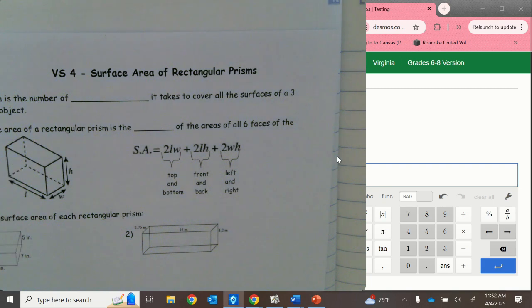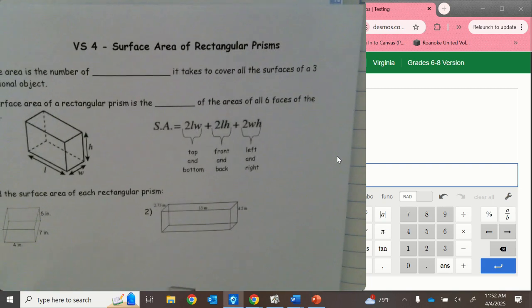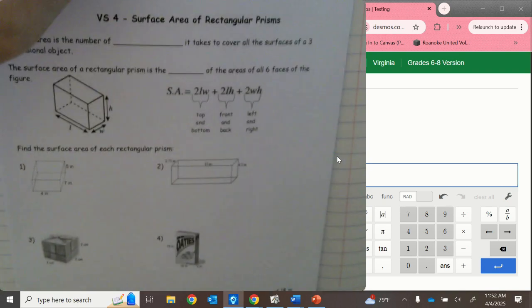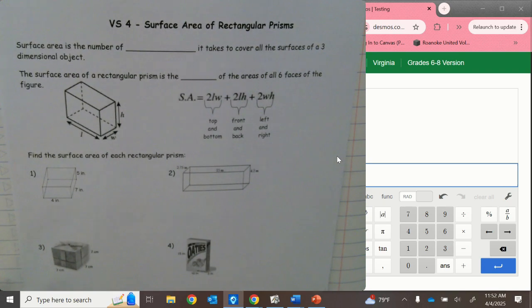Okay. So surface area of rectangular prisms. So surface area is a type of area. When you solve for area, like last year, area of a triangle, a circle, a square, a rectangle, what exponent do you use with your units? A 2. It's squared. Anytime you're dealing with area, it's squared. We are dealing with surface area, which is a type of area.